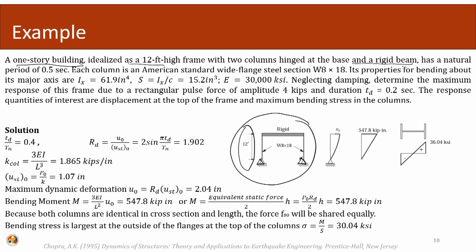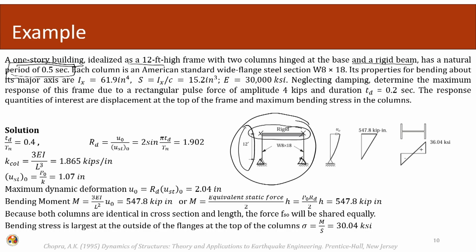There is a beam connecting the two columns, and the beam is assumed to be rigid. It means that whatever deformation takes place at this end, similar deformation will take place at the other end. The structure has a natural period of 0.5 second; the time period of the structure is given as 0.5 second.